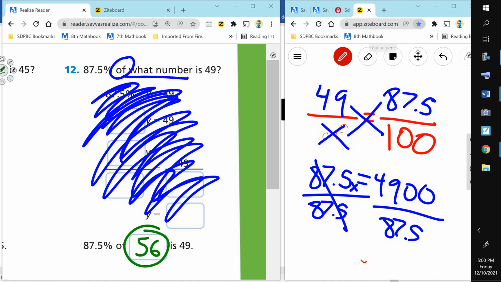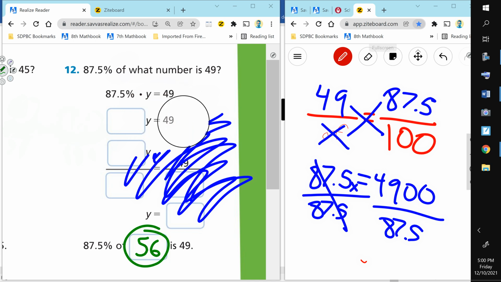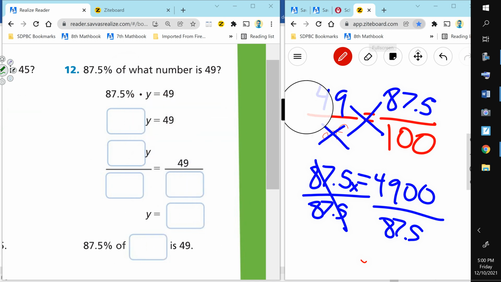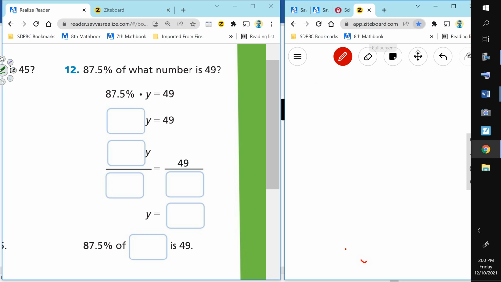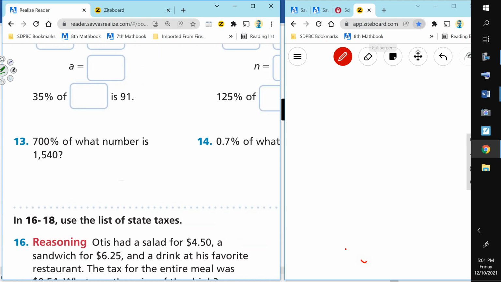87.5% of 56 is 49. And does that sound right? Does it sound like if I set this up like this, that would work? Actually, it does. Because you see how close 49 is to 56? The closer you get to 56, the closer it's going to be to 100%. And this is pretty close to 100. So yeah, the answer makes a lot of sense. Okay. 3 down, a few more to go. Let me set up my percent proportion for number 13.